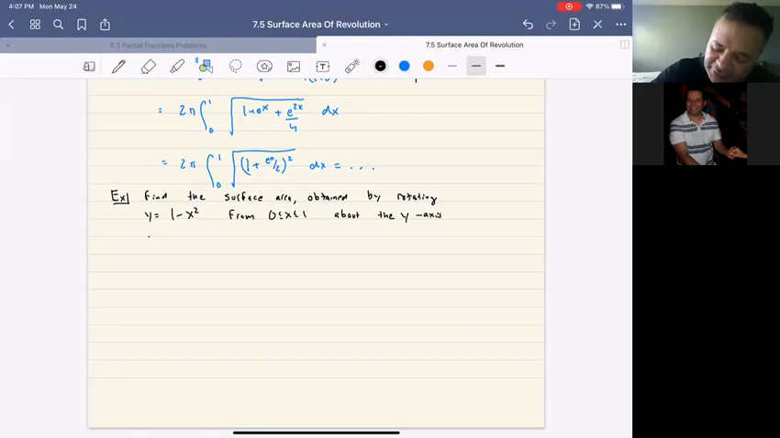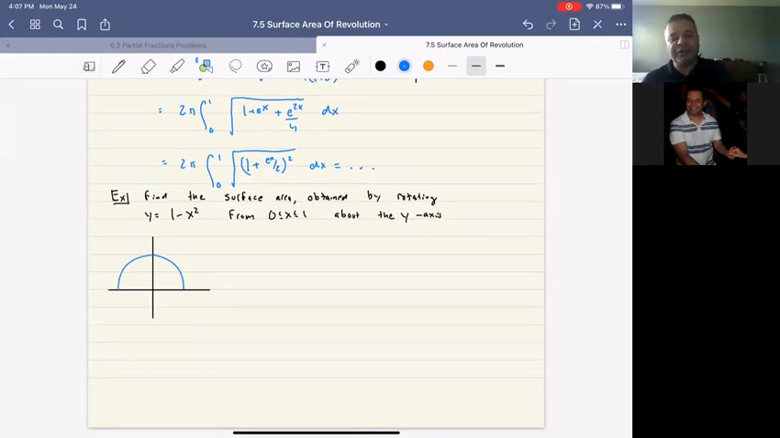Okay, let's draw the next one. Now this is y equals 1 minus x squared. That's a parabola facing down. Okay, x goes from 0 to 1. So we're actually just going from here to here. But now we're doing it about the y-axis, so we're going to rotate it about this way. Okay, so the integral's a little different.